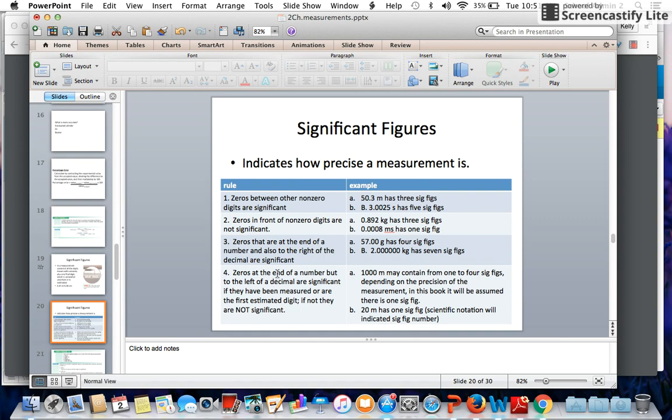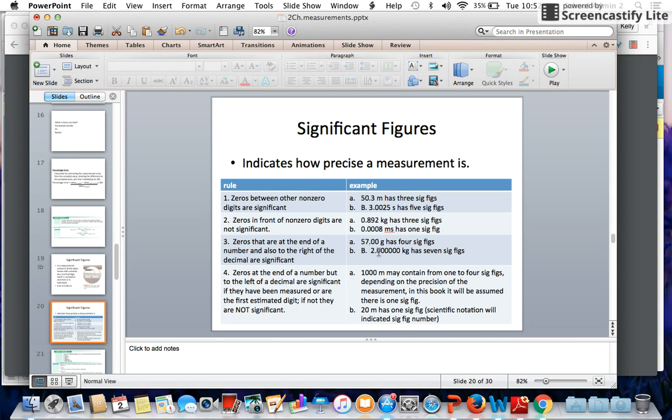Rule number 3, zeros that are at the end of a number and also to the right of a decimal are significant. So these zeros are at the end and they're also to the right of the decimal. So they're significant. That means that whoever was measuring this number, they put these zeros here intentionally because they had an instrument that measured all the way out to this, well, this one, and then this was your estimated value. So because the zeros are present, whoever measured it said that that 10th place or 100th place is a 0. So that's why they're significant. That's why they count as being accurate.